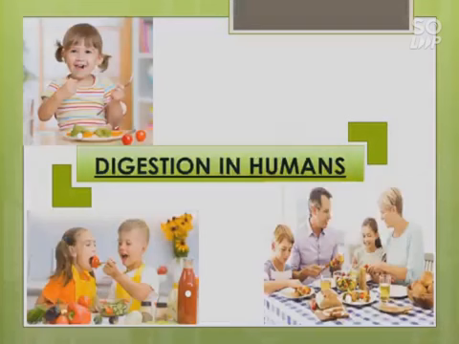Hello students, today we are going to start with a new subtopic, that is digestion in humans. Previously in this chapter we studied about different types of nutrients, that is fats, proteins, carbohydrates, and we also saw different modes of nutrition in different animals. We spoke about the importance of those nutrients and from where we get those nutrients, that is from the food. We also studied why we eat food.